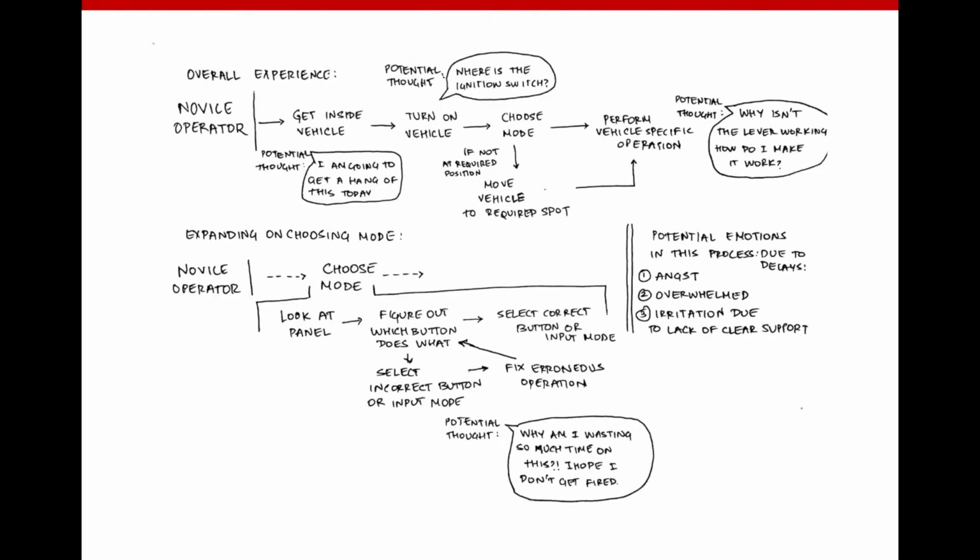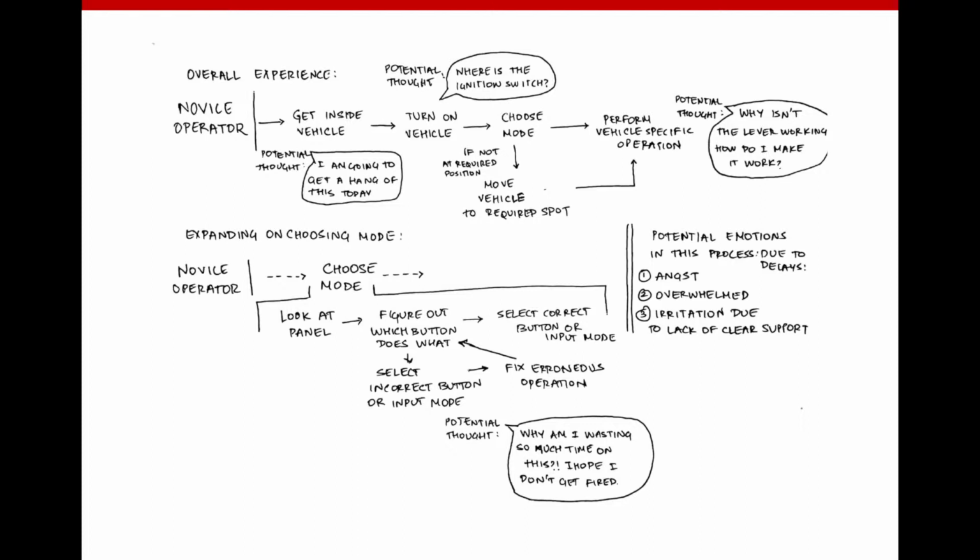So first things first, we decided to get into the mind of the user and create an experience map of how a user would feel and see when he enters the vehicle. We start off with the novice operator getting inside the vehicle. What's the potential thought? That he's going to have to understand a lot of different things and there's little confusion. He starts to turn on the vehicle and cannot find the ignition switch. He has to find the ignition switch and turn on the vehicle in a proper manner.